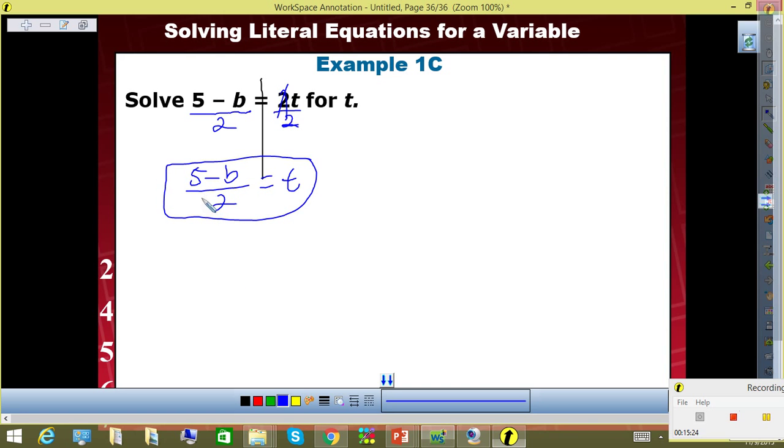Okay, so if you want to simplify it, what would be the simplification of that? 5 divided by 2, which is 2.5 minus b over 2 equals t. Or could we change this to 1/2 b also? Either one. Either one is correct. I'll take either one.